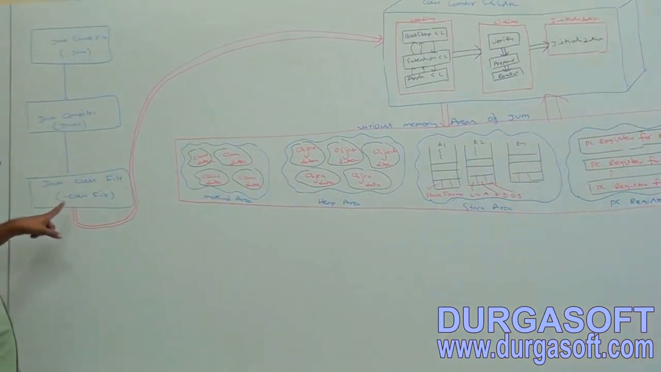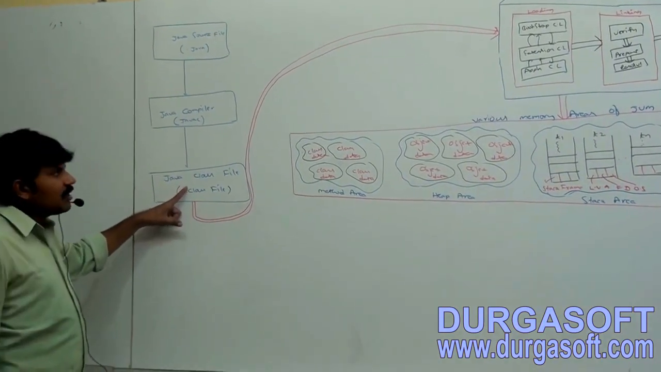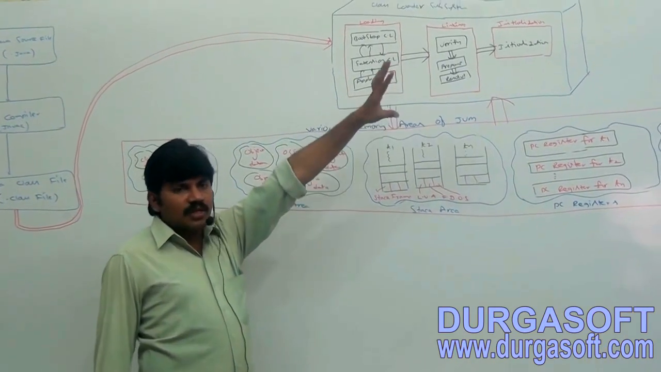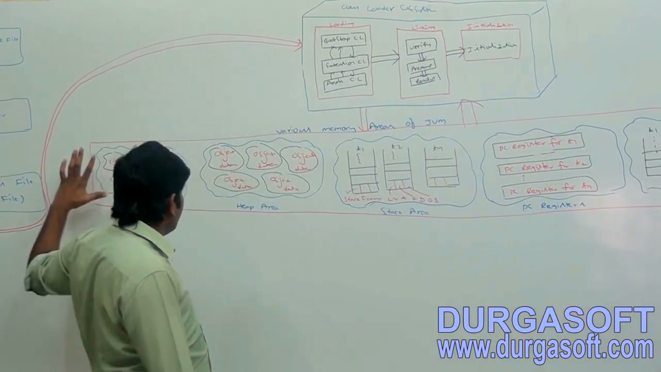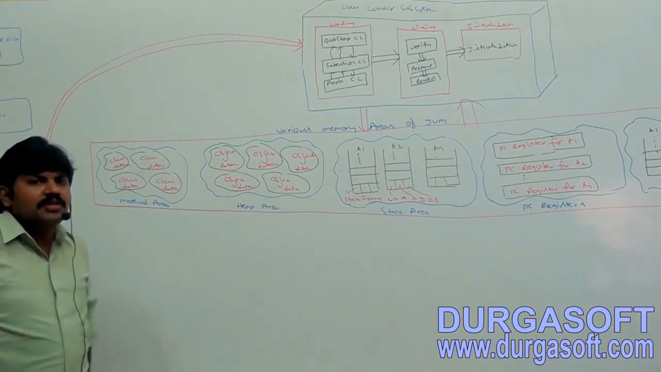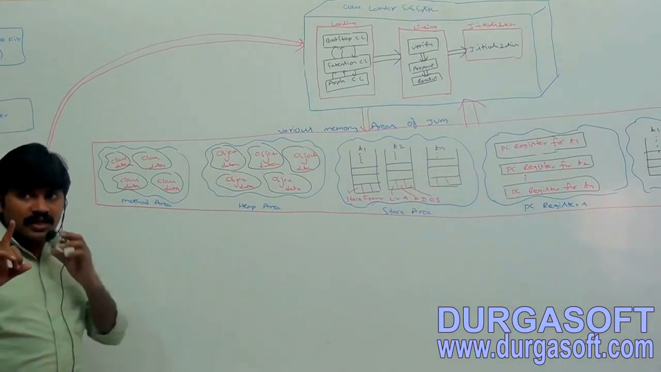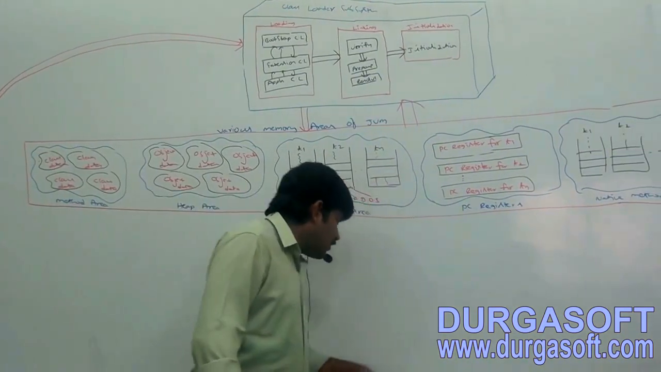Sir, the .class file is produced by the Java compiler. Now the .class file acts as input to the class loader subsystem. The class loader subsystem dumps our .class file in the method area. Now who is responsible to execute our program? The execution engine. Are you getting that? The execution engine.